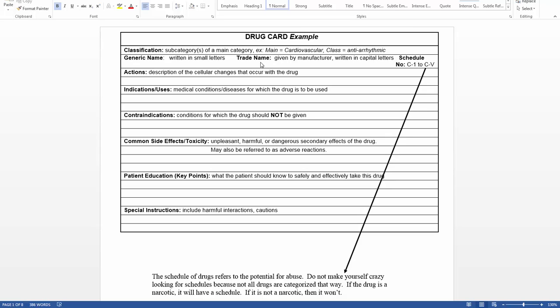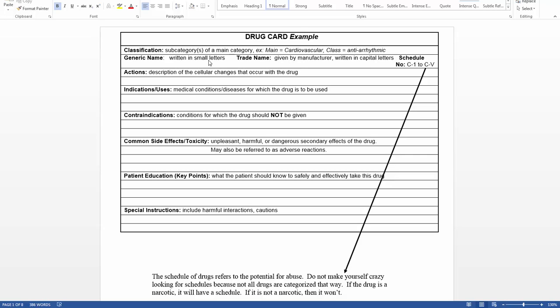Now, some drugs have a trade name. These are the ones that are given by the manufacturer. They're written in capital letters. So for example, if you use Tylenol, the generic name is acetaminophen, and the trade name, which indicates ownership, will be Tylenol.